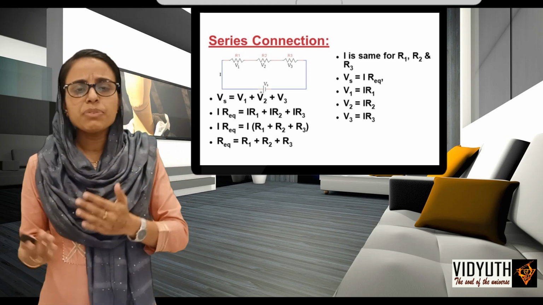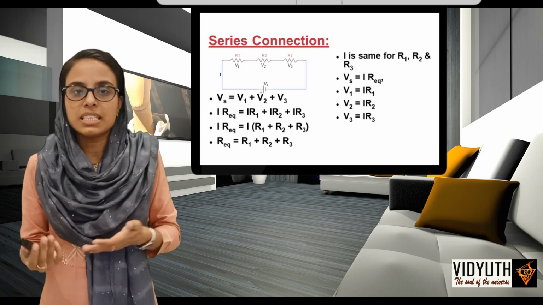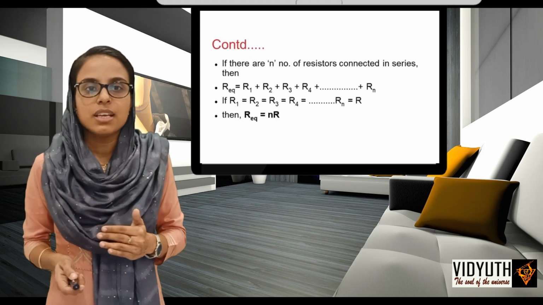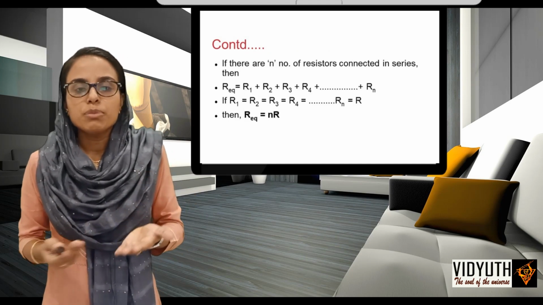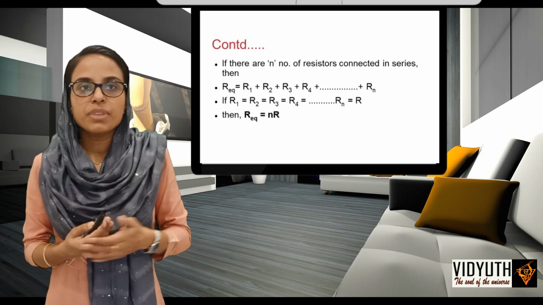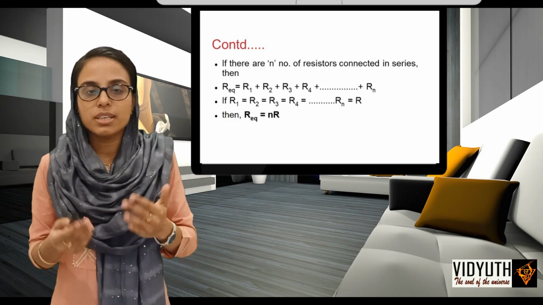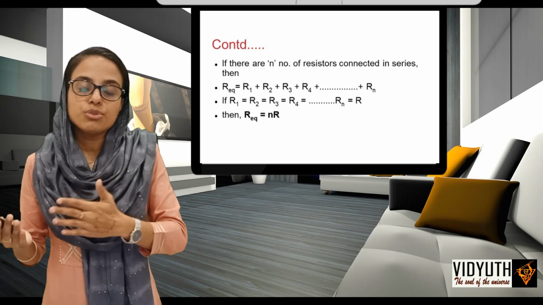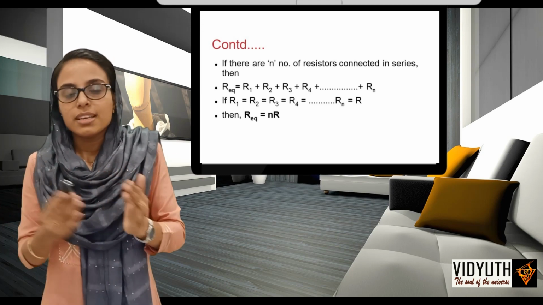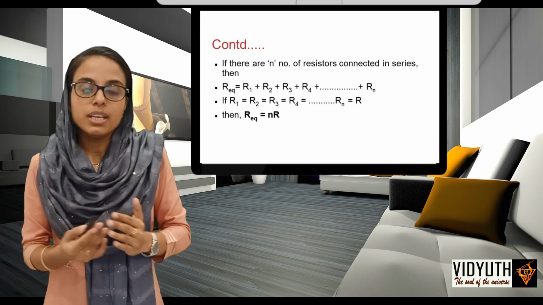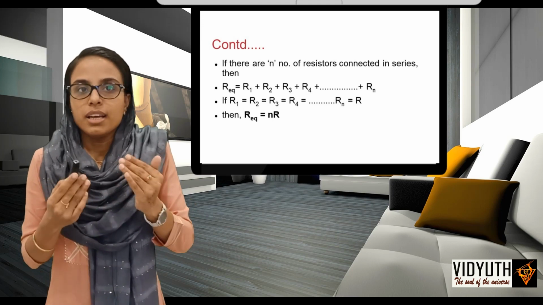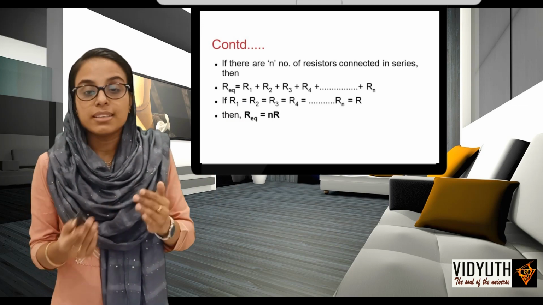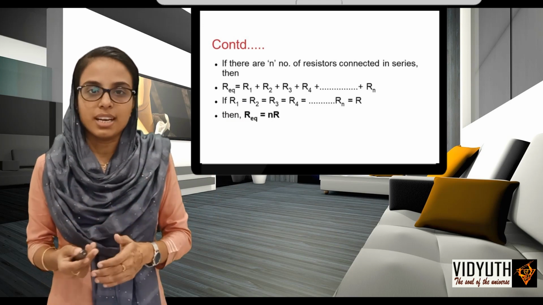So when we are connecting 3 resistors in series, the equivalent resistance will be equal to the sum of the resistors. If n number of resistors are connected in series, then the equation will become R equivalent is equal to R1 plus R2 plus R3 etc. up to Rn. If these all resistors are equal, they are equal to R, then R equivalent will be equal to n into R, where n is the number of resistors connected.